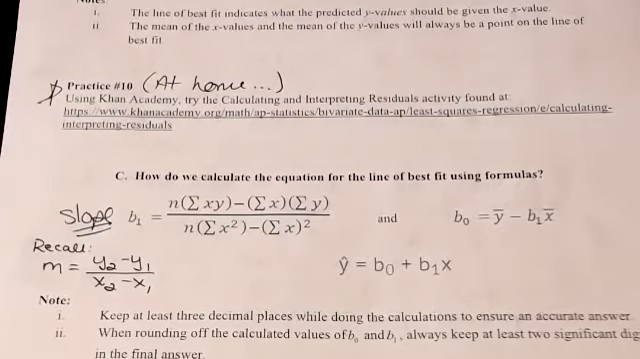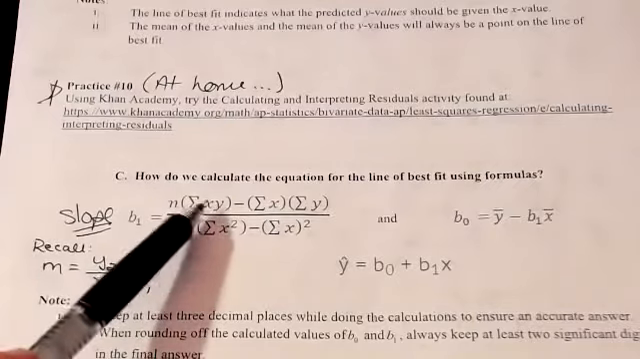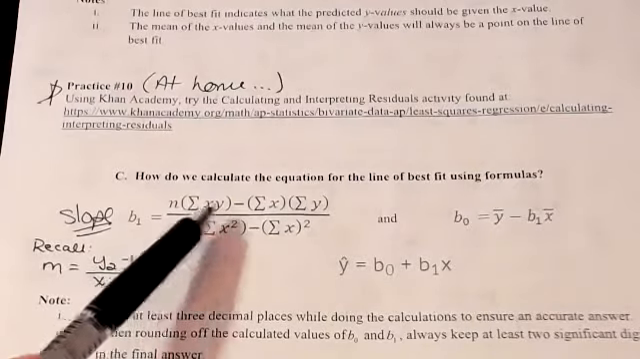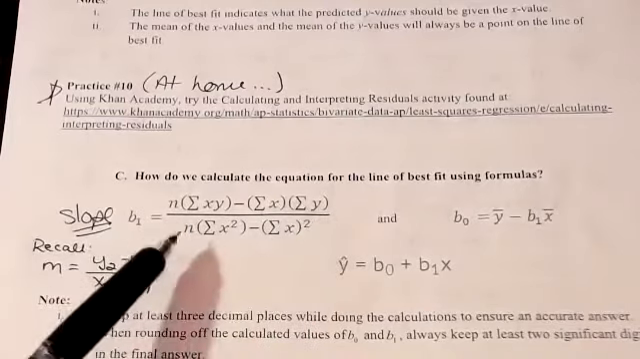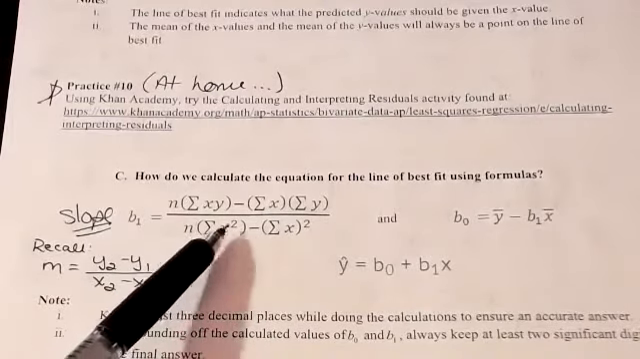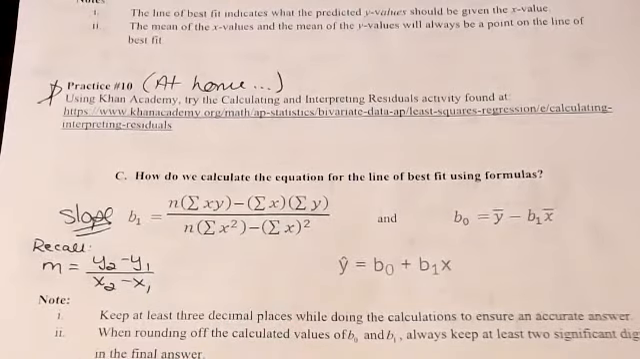Look at the formula. It's n times the sum of the products of those coordinates minus the sum of your x's times the sum of your y's, but then divided by n times the sum of your x's squared, right? Minus the sum of x quantity squared. That's actually really interesting. So that's how we're going to calculate slope in this case.